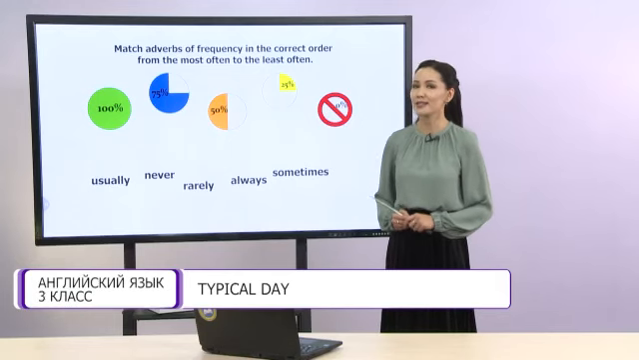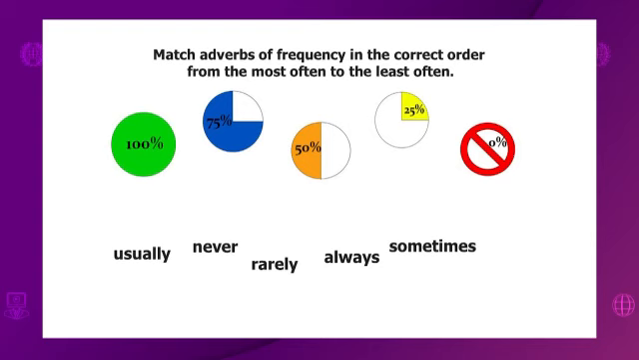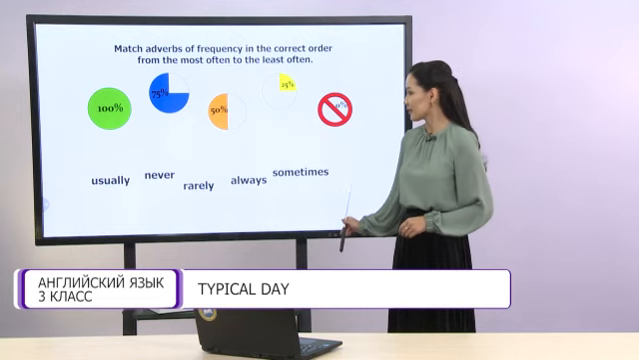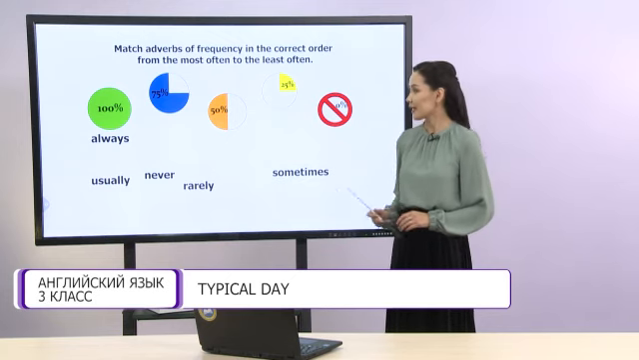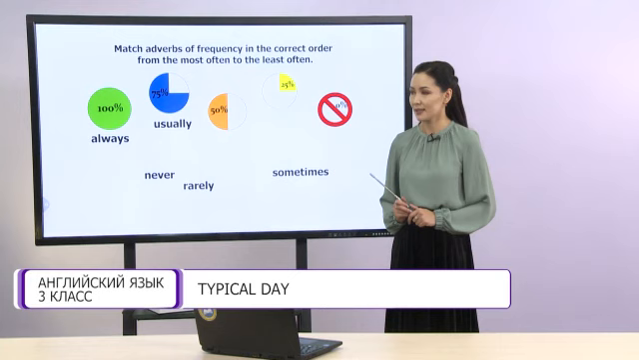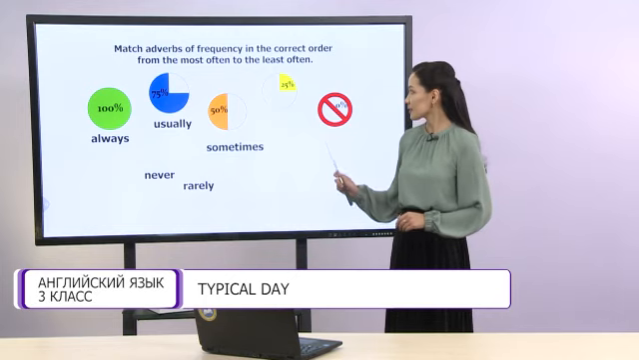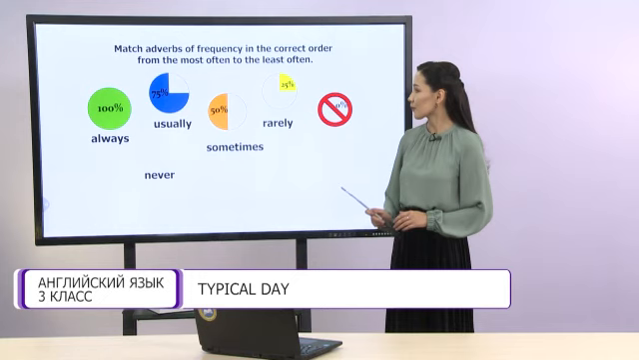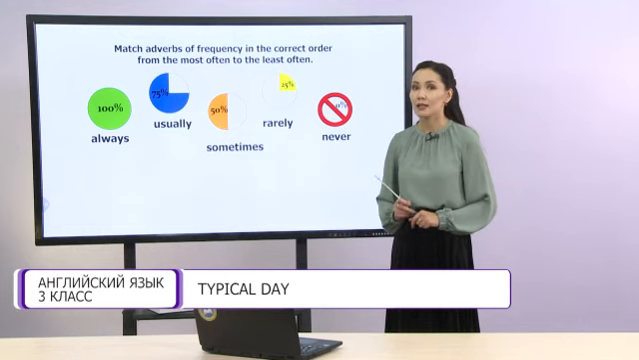Okay, boys and girls, let's fix our knowledge. In this task, you should match adverbs of frequency in the correct order from the most often to the least often. The first, yes, always is 100%. Next, 75% is usually. Great. Next, 50% is sometimes. Next, 25%. Great, rarely. And never is 0%.